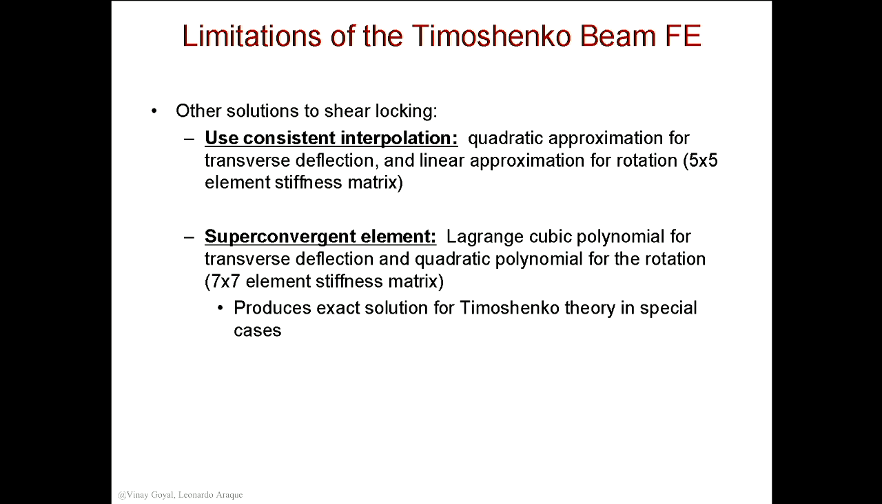Another approach is called the superconvergent element. It's called superconvergent because you use a Lagrange cubic polynomial for the transverse deflection, so two interior nodes for the deflection. And for the rotation, you use a quadratic with one intermediate point. So again, I have consistent interpolation between W prime and theta in my shear term. By doing so, these cubic and quadratic polynomials are actually enforcing the exact solution directly into the element. That's why it converges with maybe just one element or a few elements. That's why it's called superconvergent, because you basically get an exact solution right away.